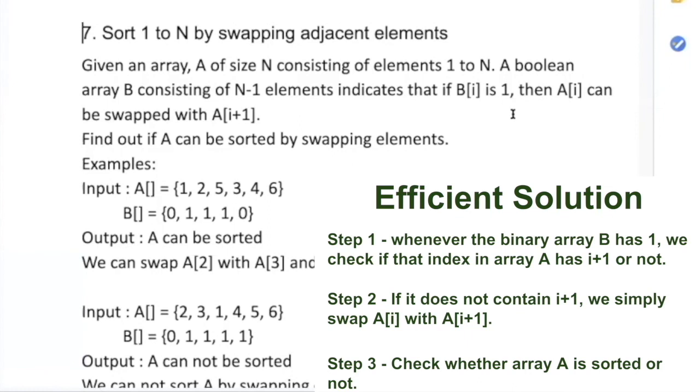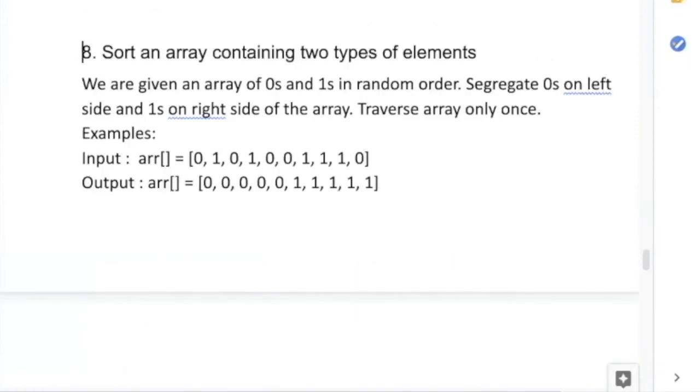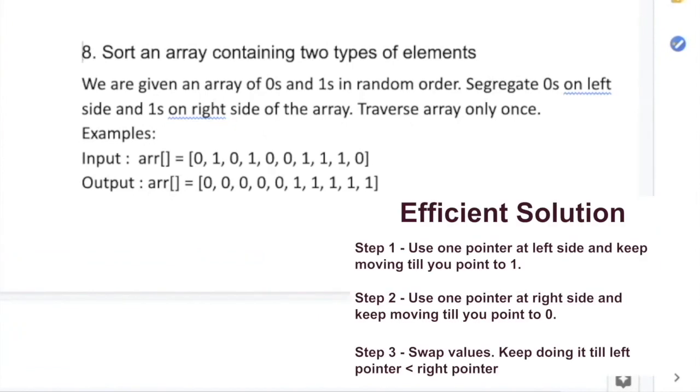Yep. Yes. Perfect. Sort an array containing 2 types of elements. Okay, now this is only 0 and 1. There can be multiple ways of solving it. Anybody solve this question number 8? We can have a left index and a right index.